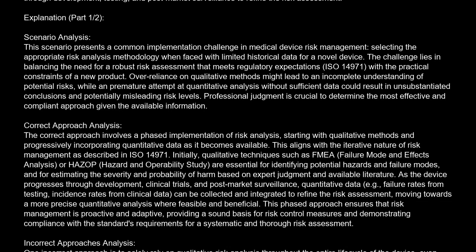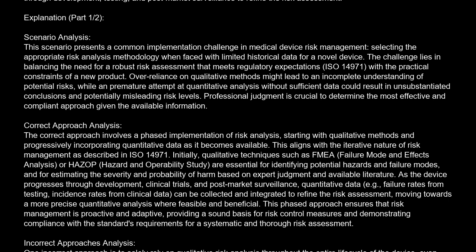The correct answer is C. Prioritize qualitative risk analysis methods initially and progressively integrate quantitative data as it becomes available through development, testing, and post-market surveillance to refine the risk assessment. Explanation. Scenario analysis. This scenario presents a common implementation challenge in medical device risk management, selecting the appropriate risk analysis methodology when faced with limited historical data for a novel device.